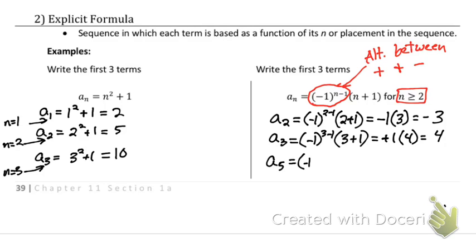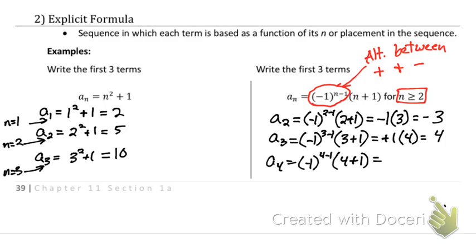A sub 5 is negative 1 to the 5 minus 1. Oh, why did I skip to 5? We should be at 4. I don't know why I'm going all the way to 5. We should go a sub 4 first. That is going to be negative 1 to the 4 minus 1, which is 4 plus 1. I already know the pattern is negative, positive, so this one has to be negative.